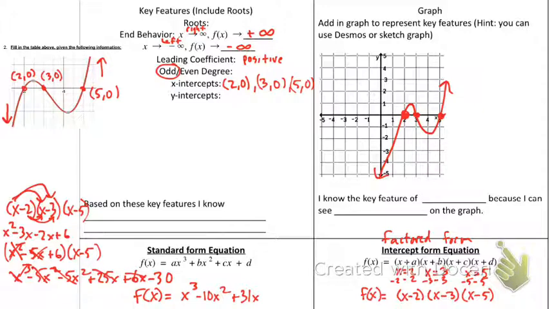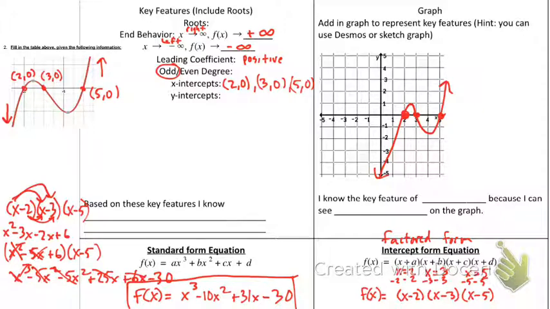And then negative 30. Okay, that is standard form. Now, we got everything so far. The only thing we need to answer is y-intercepts. How do you do y-intercepts?